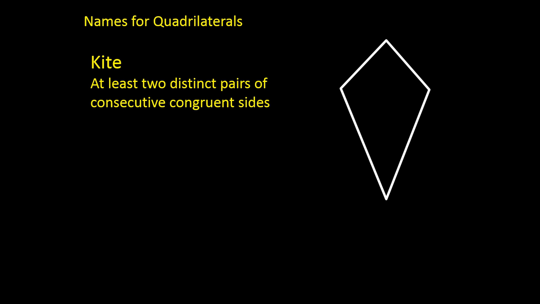A kite has at least 2 distinct pairs of consecutive congruent sides. In other words, take a look at this figure. Those 2 sides that are at the top, they're consecutive because they're connected to each other and they're congruent. See the 2 sides closest to the bottom? They're consecutive because they are connected to each other at a vertex, and they are also congruent. So that's our 2 pairs of consecutive congruent sides.